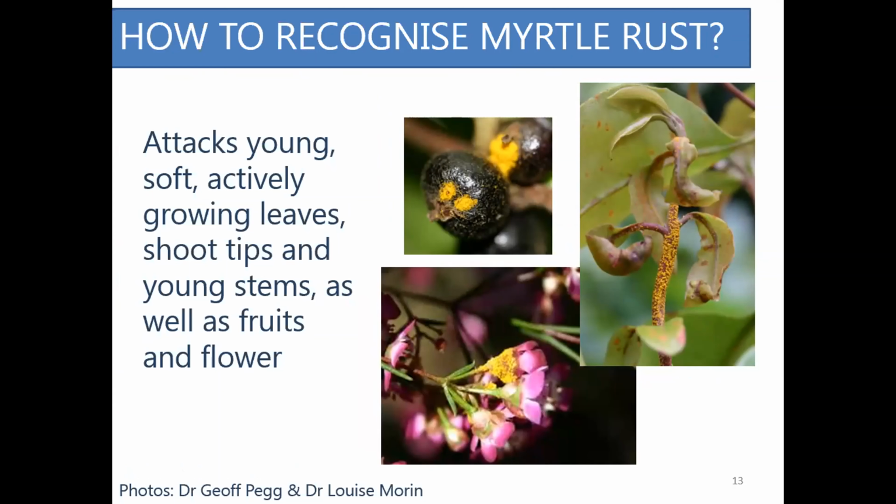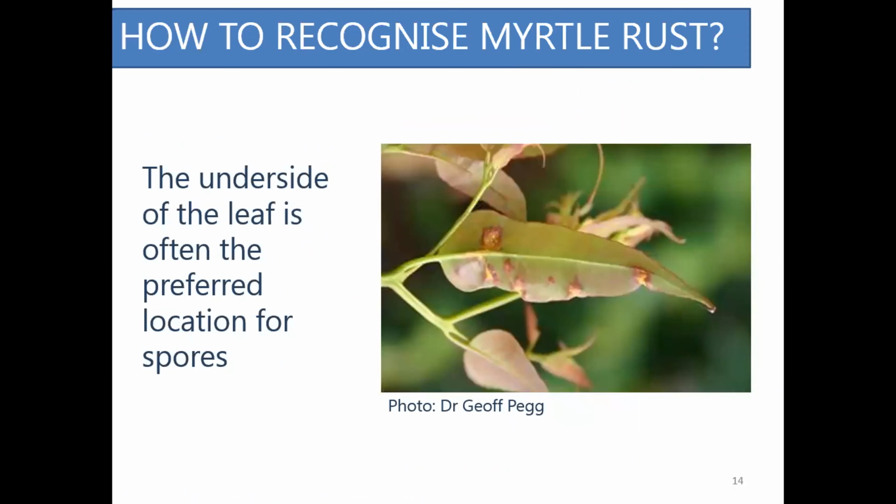And as you can see, it can affect all the aerial parts of the plants. So that can be fruit, flowers, stems, leaves. There's one thing that the disease affects mostly, it's the young shoots. So it doesn't really affect the old parts of the plant. So when you look for Myrtle Rust, you will be looking at the top of the canopy when the plant is actively growing, when there's green growth. That's the part of the plant that is going to be very susceptible to Myrtle Rust. It can be both on the top side or the underside of the leaf.